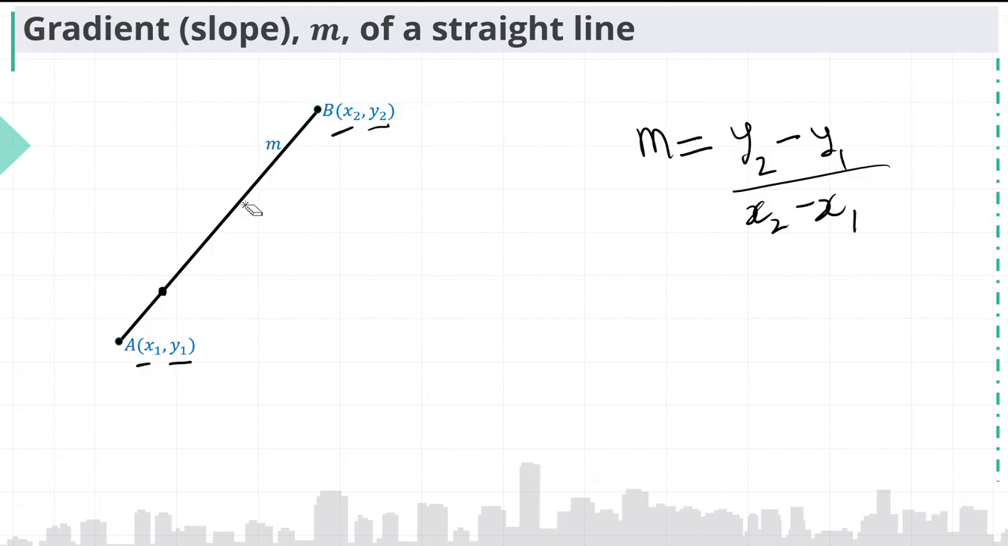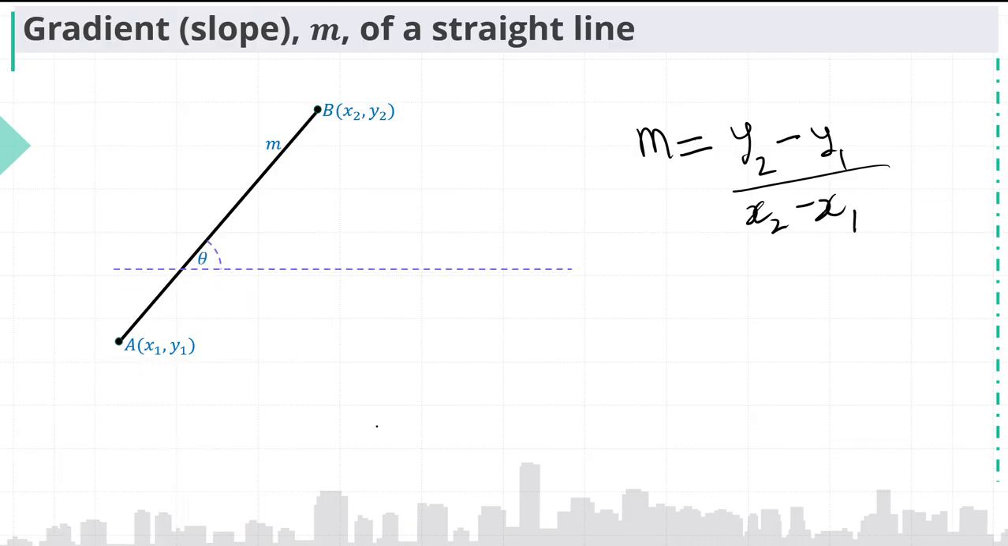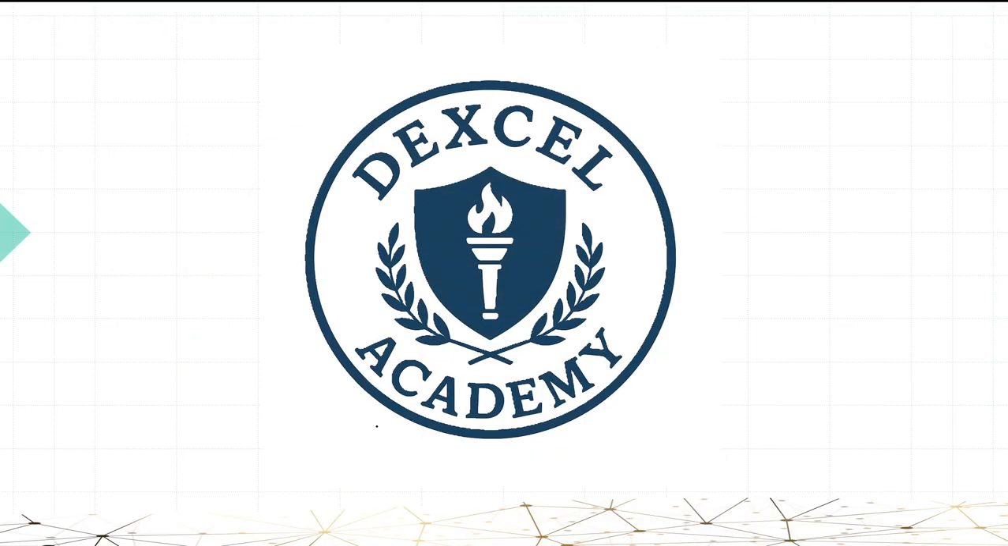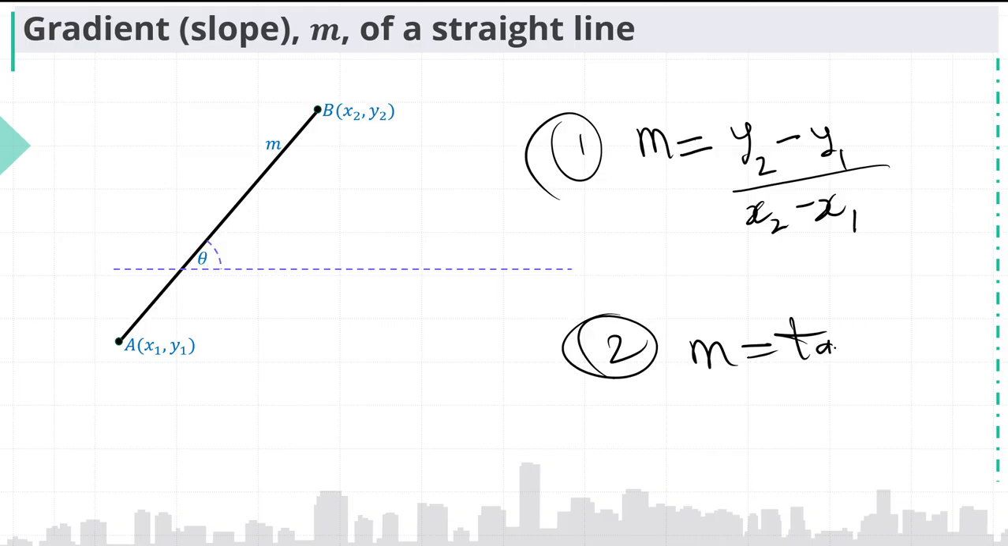Now, we also made mention of a second formula for finding the inclination to the horizontal, the gradient. Let the line segment AB be inclined at an angle theta to the horizontal. Then we will have the second definition for the gradient: gradient equals tan theta.